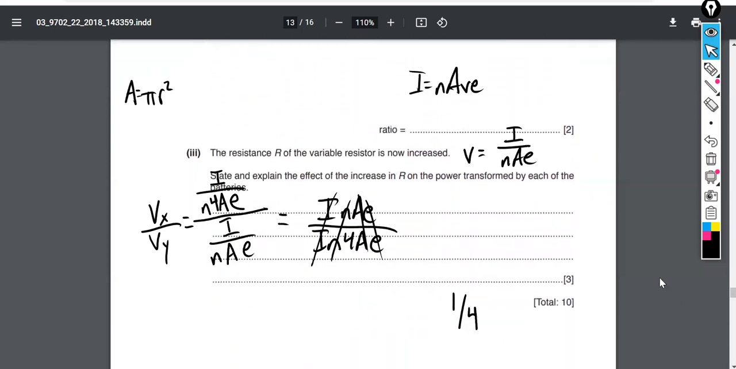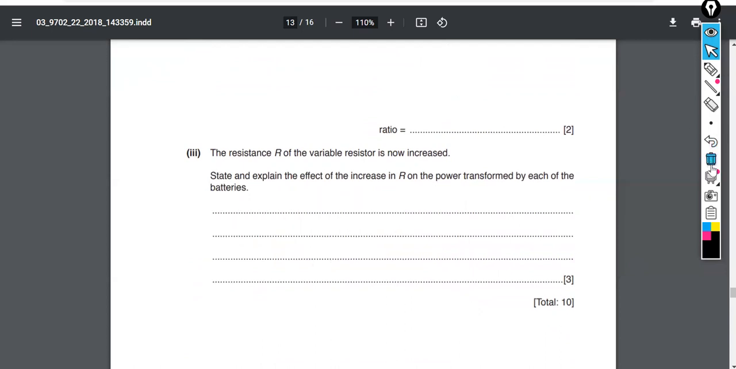And finally, we've got the resistance R of the variable resistor is now increased. We want to state and explain the effect of the increase in R on the power transformed by each of the batteries. So we could think about it with our intuition, keeping in mind that R is a variable resistor, right? And so if you increase the resistance in a variable resistor, you are dimming the dimmer switch. You're making it more dim. What does your instinct tell you about the power that's transformed in your EMF source if you make the light bulb more dim?